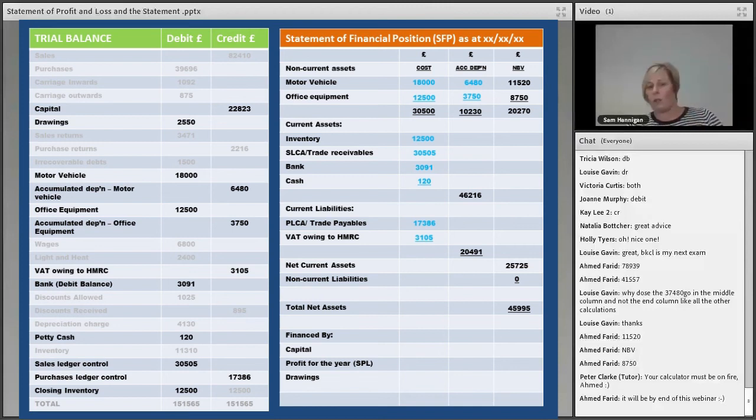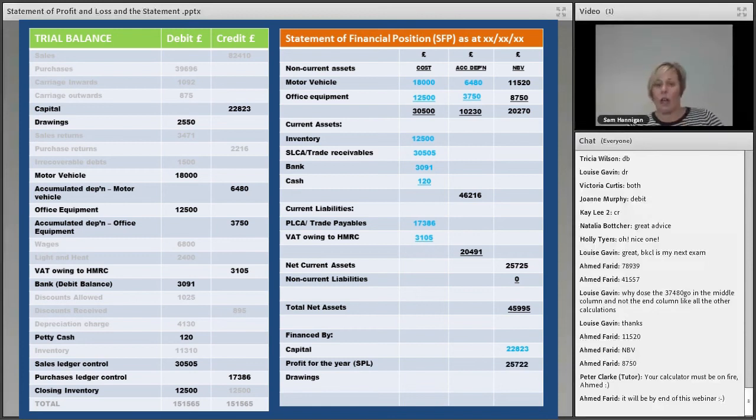But now let's go on to the financed by section. So the capital is money that we've invested in our business. The owner of the business has put in, and it goes straight into the end column because it's just a straightforward calculation. They've put in £22,823.